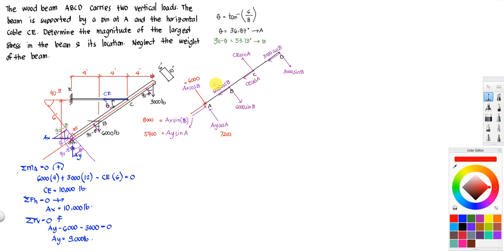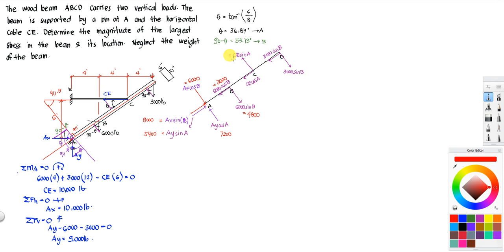How about this one? 6,000 cosine of B. So, that is 3,600. And then this one, 6,000 sine of B. So, that is 4,800.